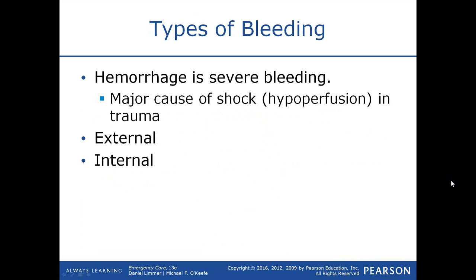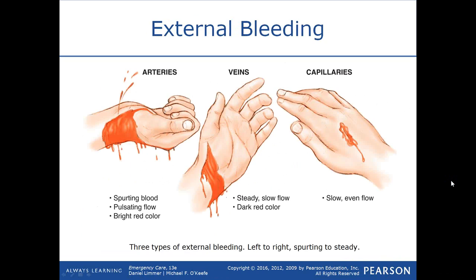Now, hemorrhage can be either external, bleeding that we can see, or internal, bleeding that we can't see. And depending upon what vessels are damaged determines the type of external bleeding. You can have arterial bleeding. Arteries are under greater pressure than veins, so oftentimes blood will spurt out of the severed artery every time the heart beats. Arteries also carry freshly oxygenated blood, which is bright red. So if you've got bright red spurting blood out of a wound, you know that's arterial, and they're going to bleed a lot quickly.